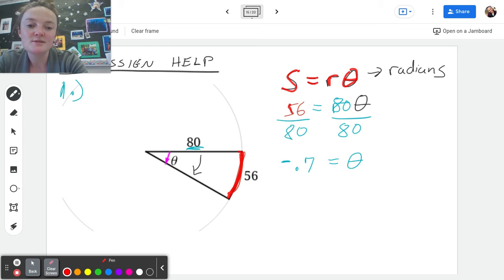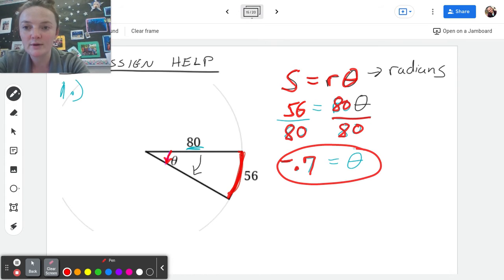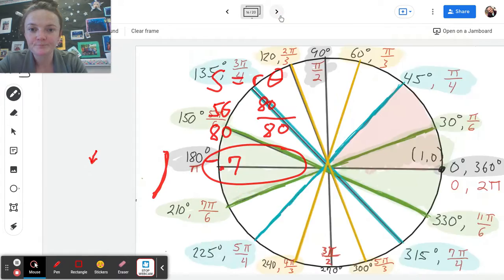So if I plug in 56 for s, plug in 80 for r, and divide by 80, what we're going to get is 0.7. You might think, where did the negative come from? I know this is really tiny here, but you're going to see a downward arrow. That's going to say that this angle here is negative. And so the answer here is negative 0.7. This is a pretty easy question. Let's go ahead and move on to one that maybe is a little bit more challenging.